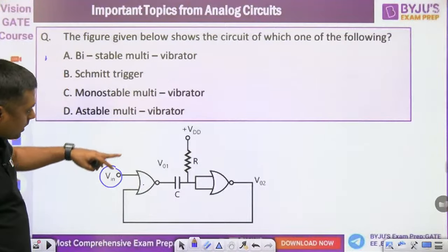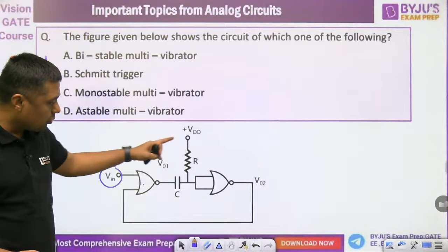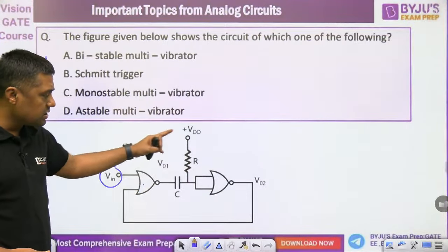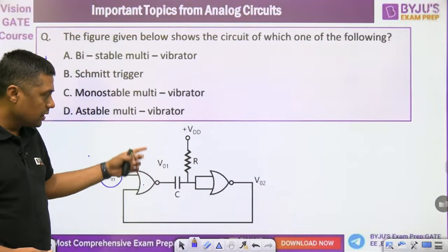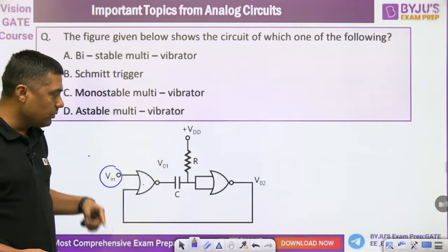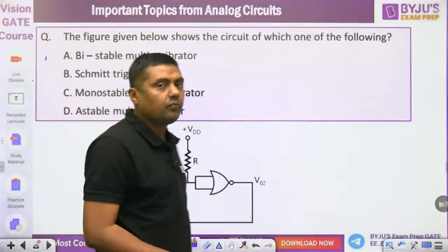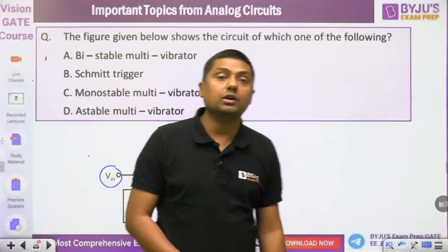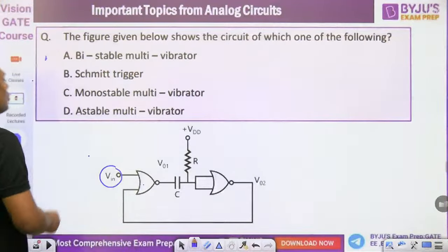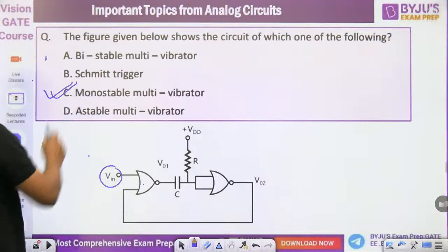Now, but a capacitor is given. Once the capacitor is given, there is a charging of this capacitor. When the capacitor charges, automatically it will trigger the circuit. Means it is what? A monostable multivibrator. It is a monostable multivibrator.